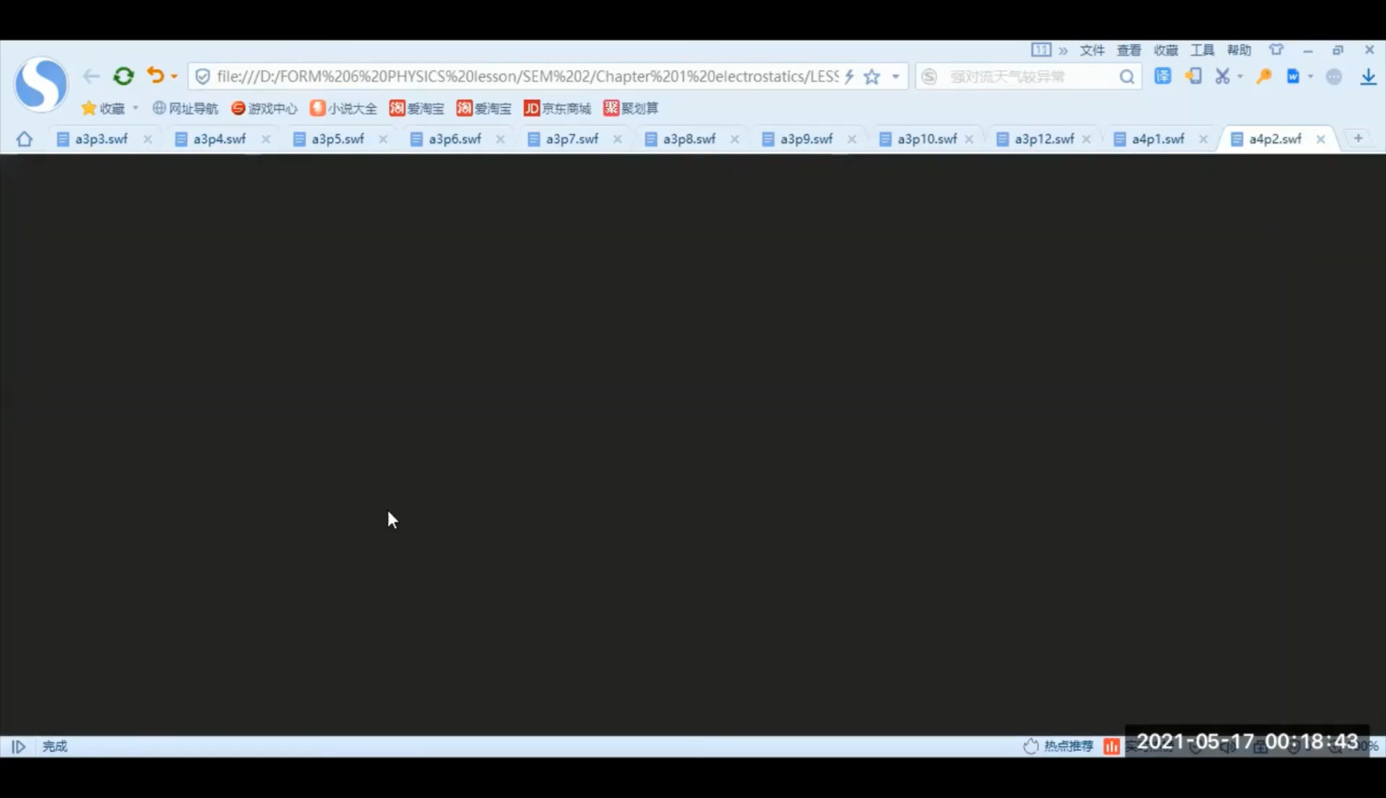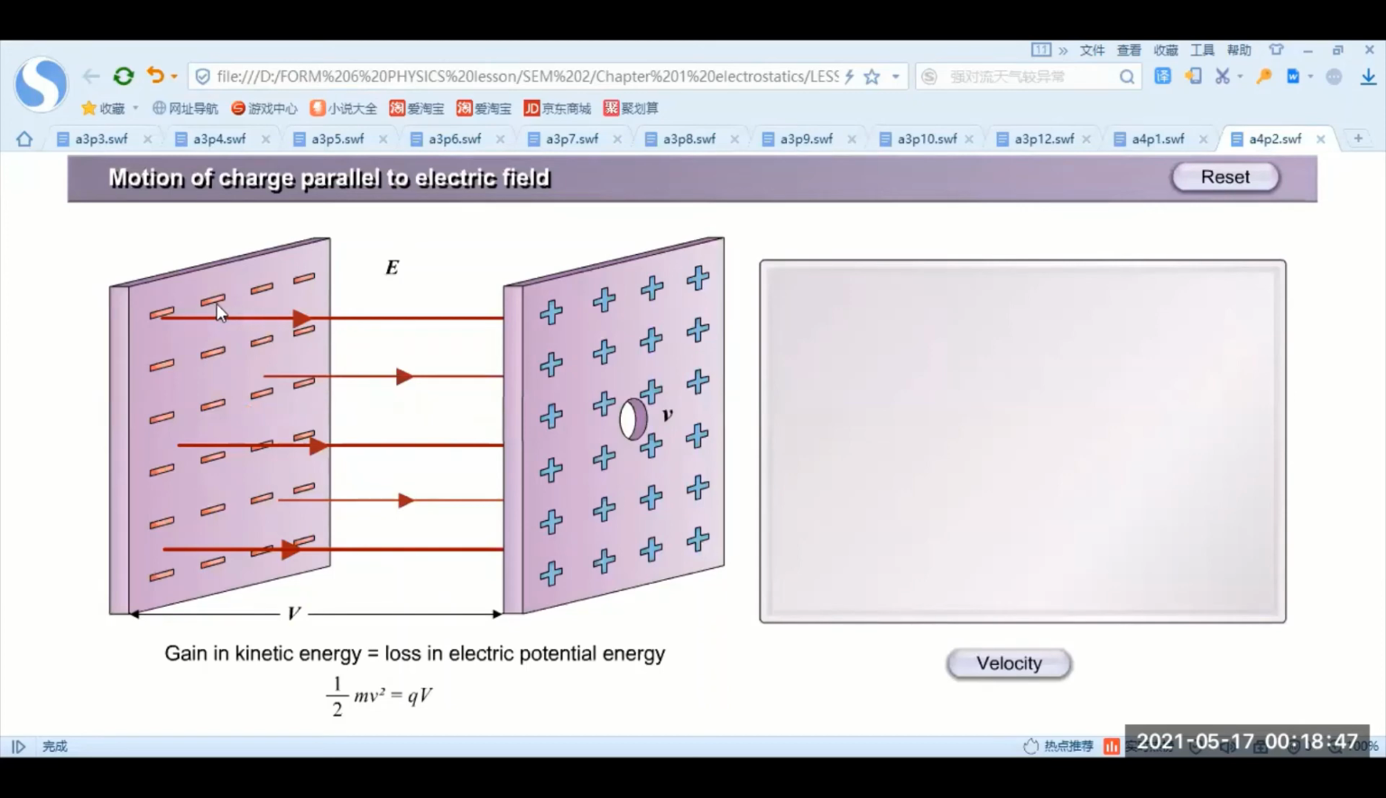Now we observe what happens if the charge moves from a negative plate to a positive plate. The gain in kinetic energy is equal to the loss of electric potential energy. The gain in kinetic energy, 1/2 mv squared, is equal to the loss of electric potential energy, QV. So what is meant by QV? V is the electric potential, which is the energy for one coulomb of charge. If there is more than one coulomb of charge, we need to multiply by Q.